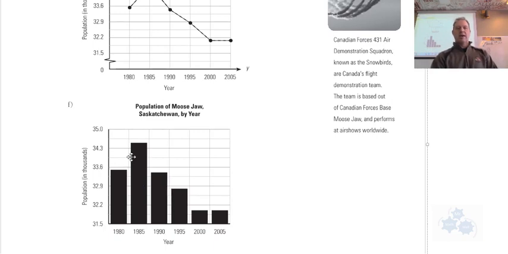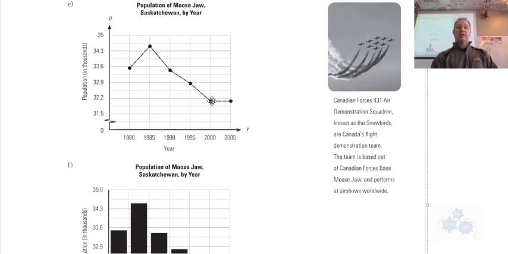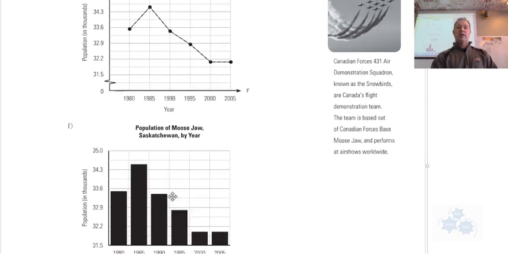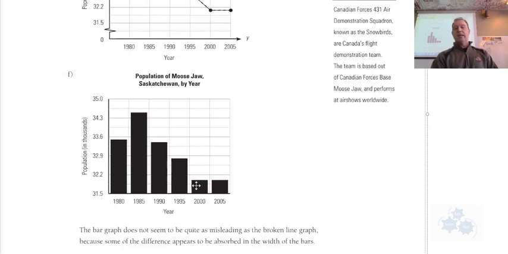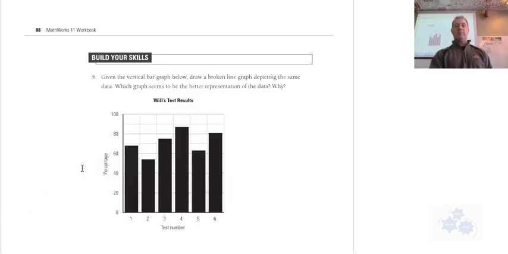So yeah, it looks like Moose Jaw has declined in population by about 80% from here to here, doesn't it? That's huge. And again, up here, it looks like about 75% of the population is gone. So that is a big deal. This is very, very misleading. If you don't pay close attention to the numbers, you might think that there's a real serious problem there. Okay, so build your skills.